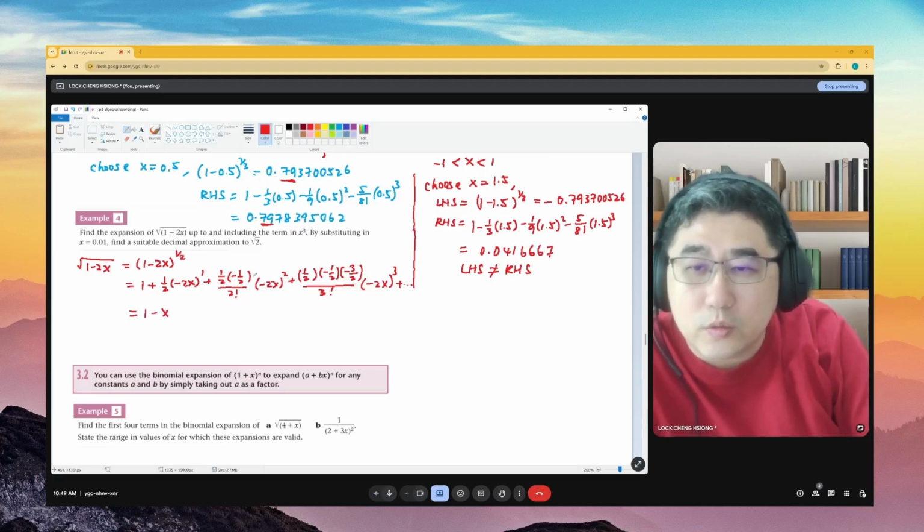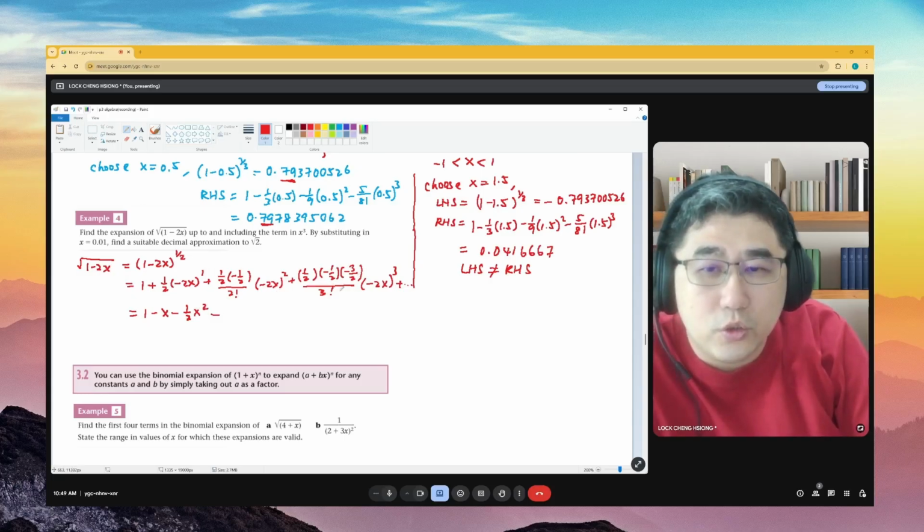This one, minus minus minus minus, 1 over 2 x squared. Then this one is a minus 2, 3. The 2s cancel, giving 1 over 2 of x cubed.